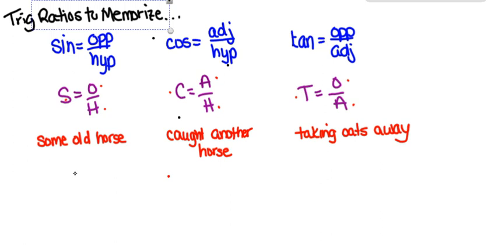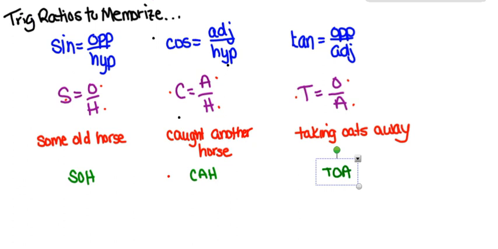Or sometimes we think about this as SOH CAH TOA. Regardless of which way you memorize it, and there are a lot of ways out there to memorize it, you have to know those three trig ratios. They're going to be really important in the lesson that we do in here today.